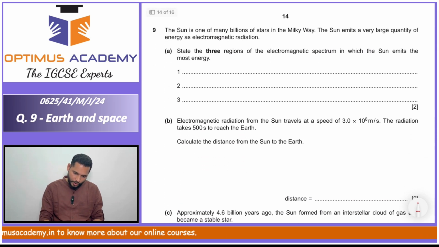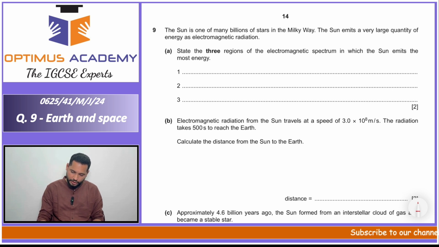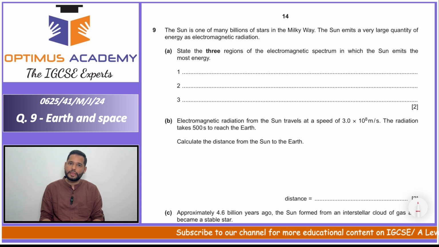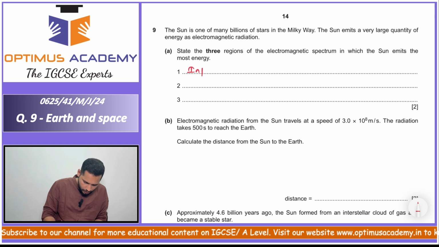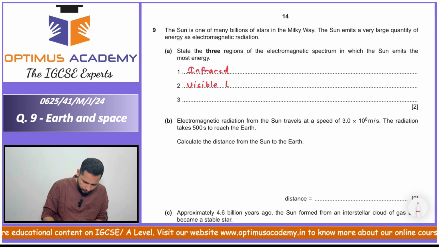The sun is one of many billions of stars in the Milky Way. The sun emits a very large quantity of energy as electromagnetic radiations. State the three regions of the electromagnetic spectrum in which the sun emits most energy. So as we know, the sun emits energy in three parts of the electromagnetic spectrum, that is infrared, visible light and UV rays. So our answer will be infrared radiations, visible light and ultraviolet rays.